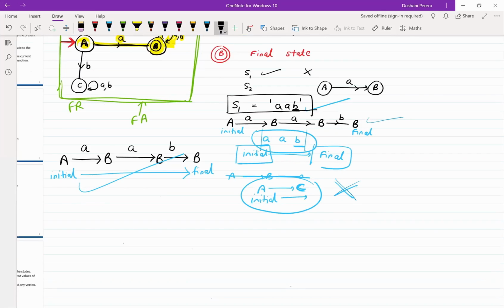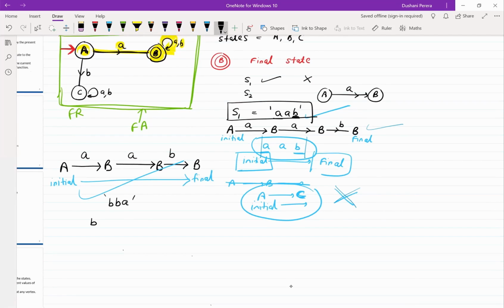However, if I take an example such as BBA, I want to check if this is accepted or not. I start with A, which is the initial state. At A, if I get a B, I go to state C. Then at state C, if I get simple B, it loops there, so I am still at C. Then at C, if I get A, it again loops back to the same state, so still I am at C.